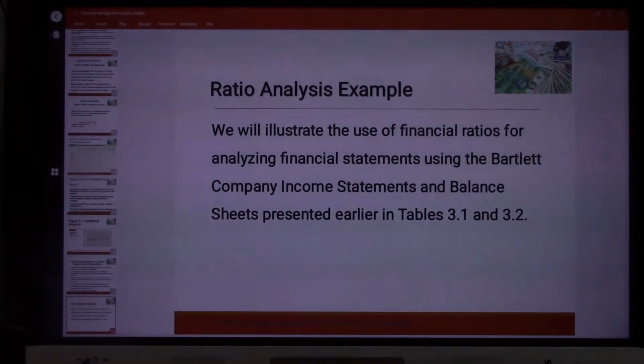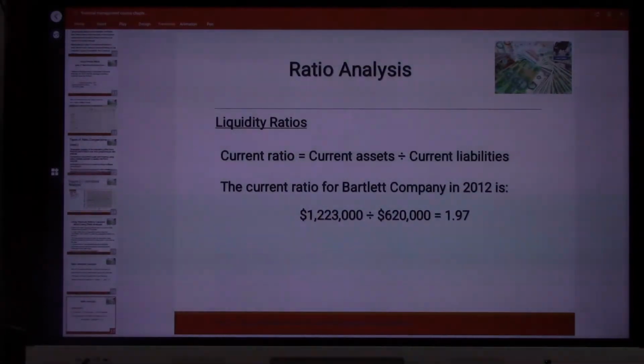Ratio analysis. To explain the purpose of the financial analysis, we are going to depend on data existing in the balance sheet and the income statement in tables 3.1 and 3.2. All of the data in the balance sheet and the income statement in tables 3.1 and 3.2 we are going to use in conducting our financial analysis. Let us start with ratio analysis.